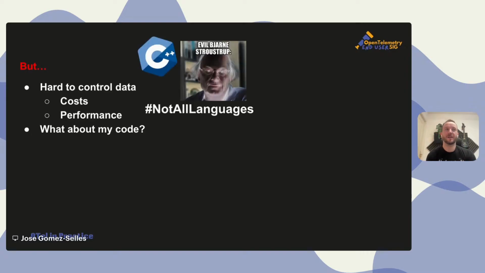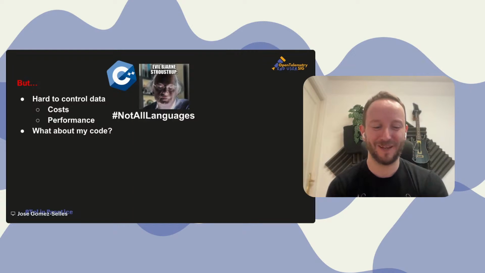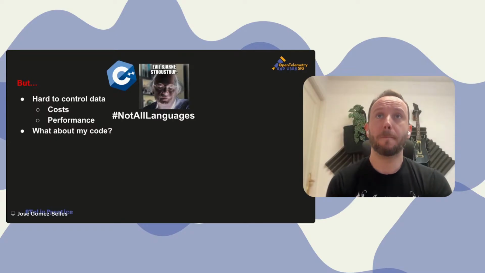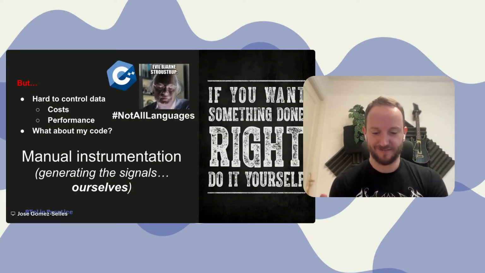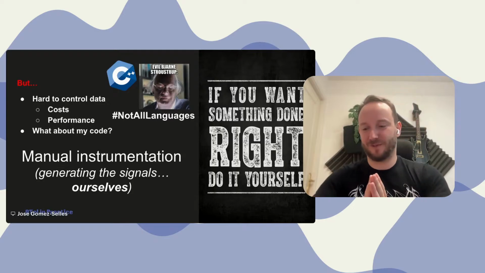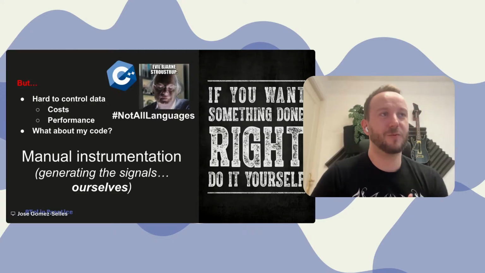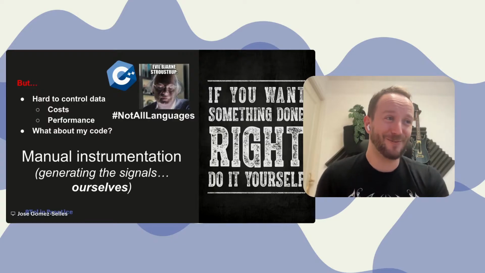On top of that, as I said, and I said that for a reason, my background is in C++. In this language, you cannot just press a button and magical things will happen. You need to do them by yourself. So for all of these reasons, at the end of the day, if you want to understand what's going on with your code, you need to do something about it. You really need to generate your signals. Sooner or later, you will need to do that.